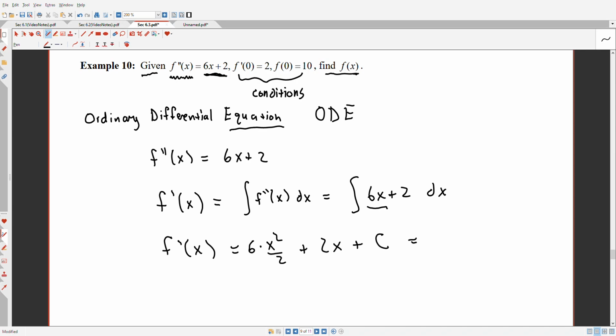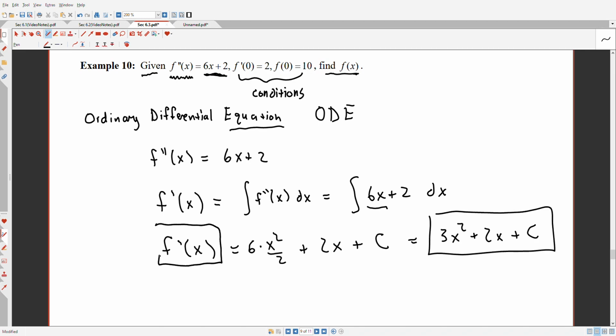But when I go and write this out, I'll get 3x squared plus 2x plus c. So notice we're one step closer to solving this mystery. We didn't find the original function yet, we found its first derivative. But I want to point out something. We haven't completely found its first derivative, right? Because we have this silly constant plus c.